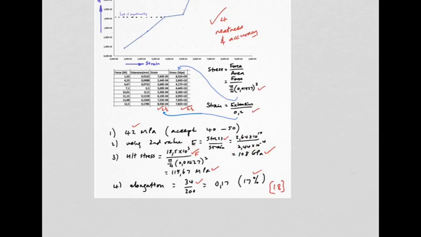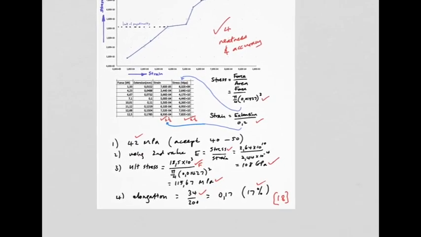Okay, ultimate stress, you were told the breaking load, and you remember you divide that by initial area. Okay, so it came out to 115.67 megapascals. Finally, the elongation. Well, you were told that it extended 34 millimeters, and it was 200 millimeters long to start with. So that's 0.17 or 17%.